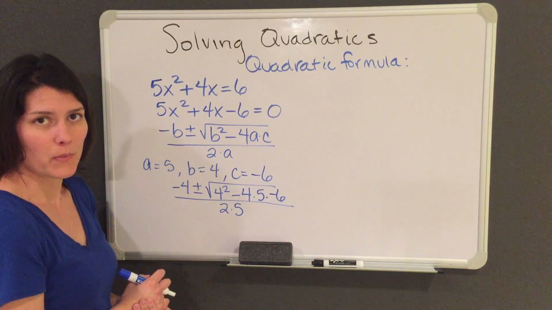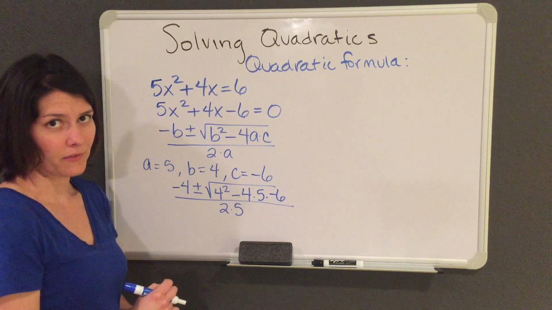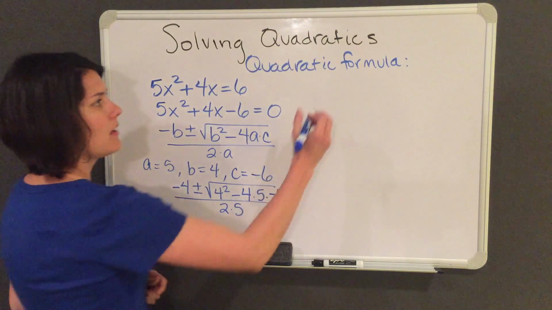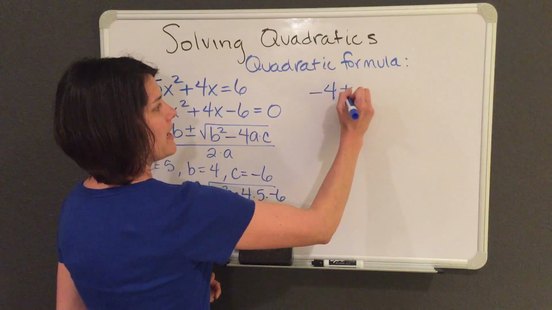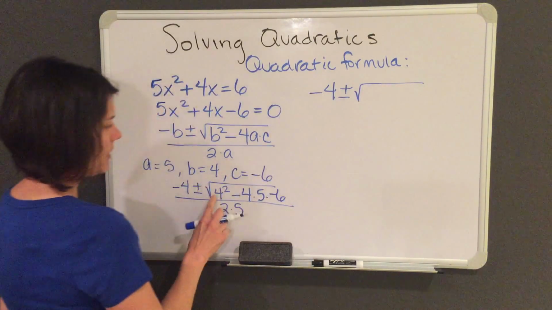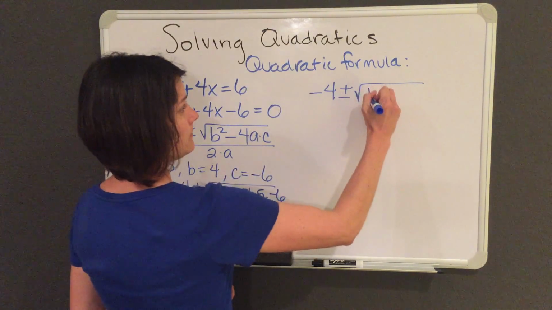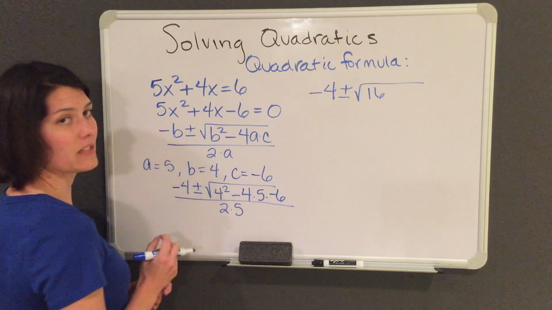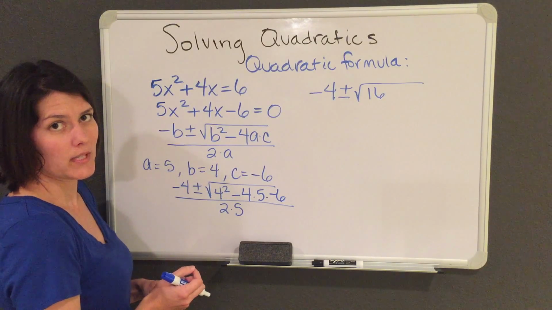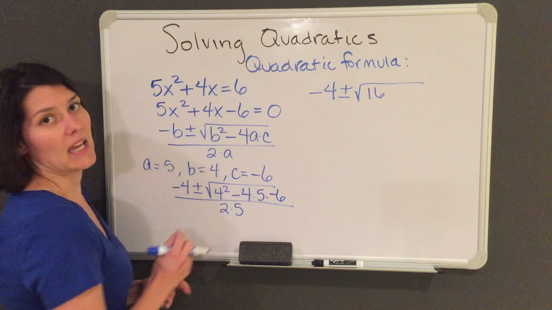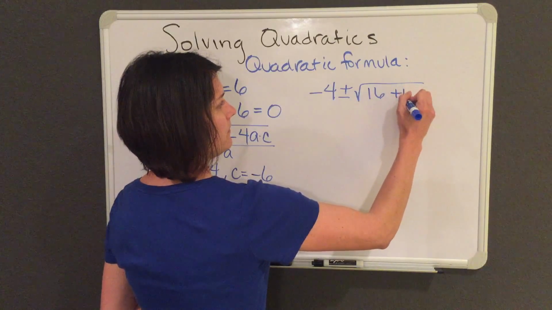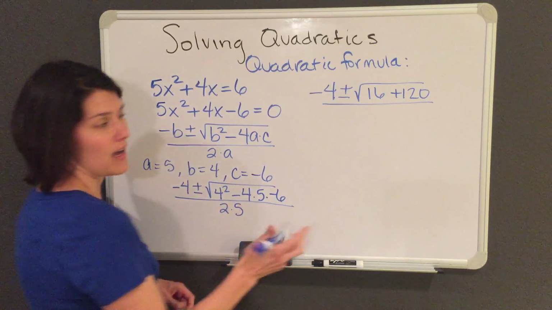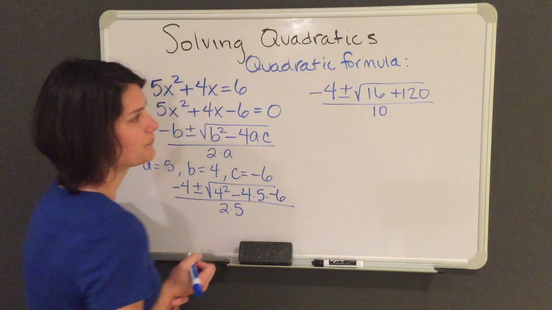Everything is now plugged into the formula, and from here, all we do is simplify. I always start simplifying under the radical first. So I have negative 4 plus or minus the square root. 4 squared is 16. And a negative 4 times 5 times negative 6 is a positive 120. Remember that a negative times a negative equals a positive. And then all over 2 times 5, I will go ahead and write a 10.